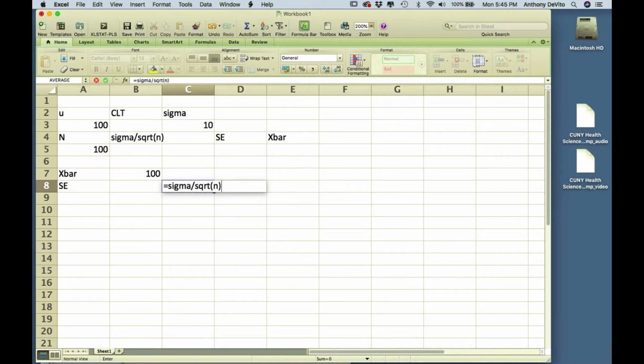Is that showing up behind me? Okay, good. Okay, sorry, square root of sample size. Oh, I should have left that in there with a space. Yeah, that'll stay there now.